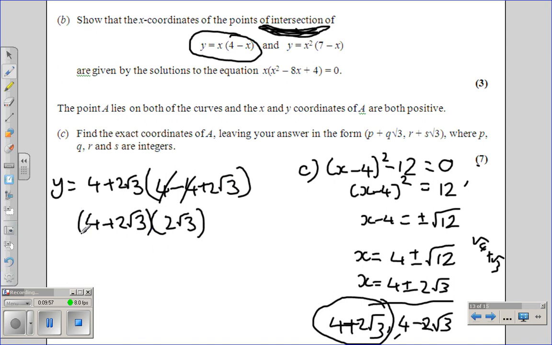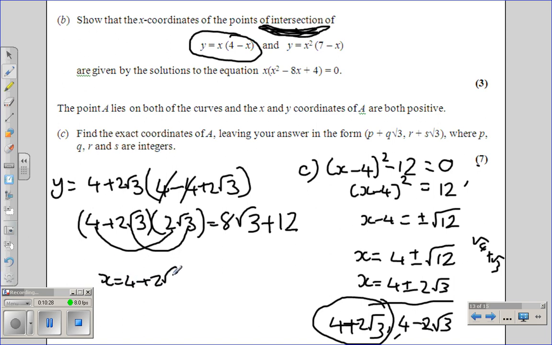That's going to give us 4 lots of 2 root 3, which is 8 root 3, and then 2 root 3 times 2 root 3 is going to give us 4 times 3, so that's 12. So when x equals 4 plus 2 root 3, y equals 8 root 3 plus 12. Now they are both positive, so they must be the solutions.